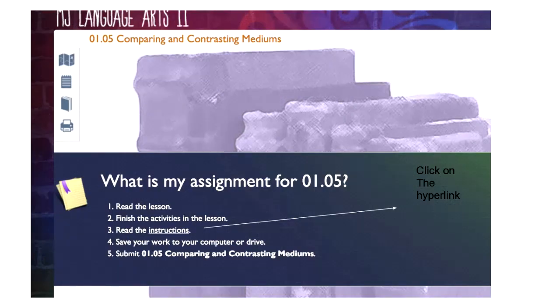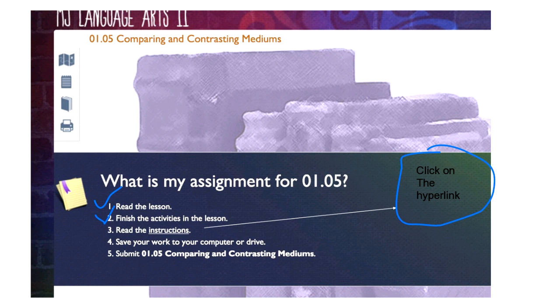But let's jump into what the assignment is for 1.05. So everyone go to the last page on the lesson, and then let's look together at what is my assignment for 1.05. So your directions for what is my assignment for 1.05. Number 1, read the lesson. All right, let's say that I've already read the lesson, taken my notes. Number 2, finish the activities in my lesson. Okay, I've done all that. Now, number 3, read the instructions. As we talked about last week, anytime you see something underlined or written in a different color, you want to click on that because it's a hyperlink.